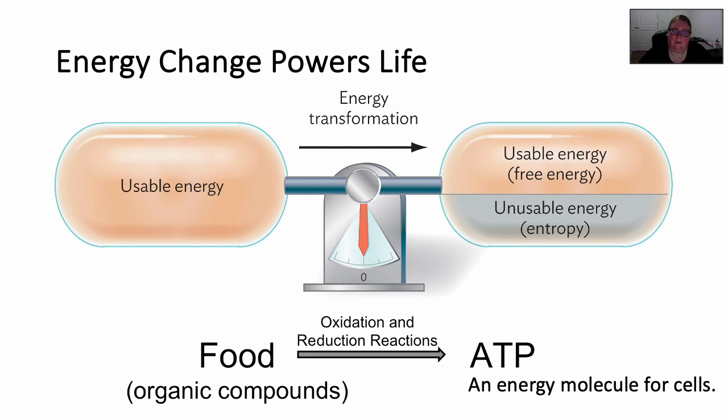And then we have what's called unusable energy. This is going to be our entropy. So a lot of times when we have an energy transformation, we're going to lose a little bit of energy to heat, and that heat's going to become unusable.